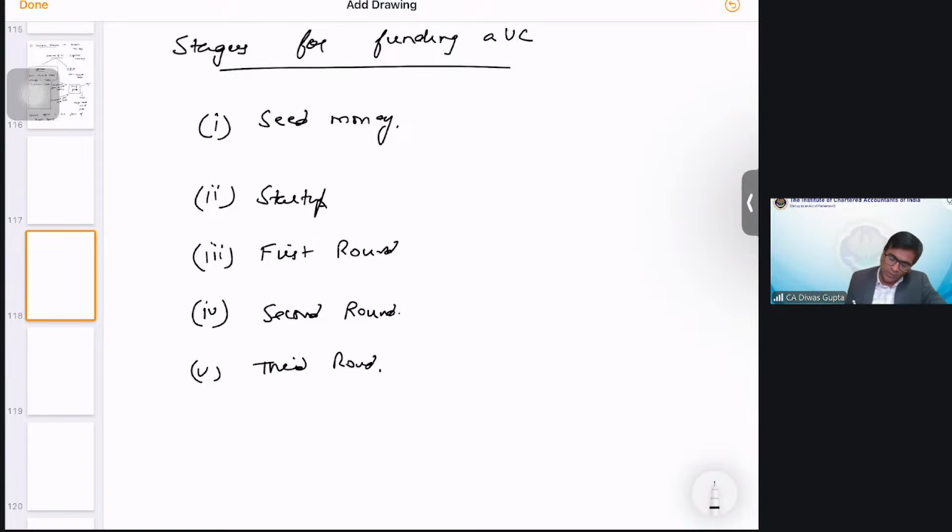And the fourth round is basically bridging the finance. It's called bridge financing, wherein before going public, you will need finance. So this is for bridging that financing gap, students. Okay, so this is the fourth round of funding. Okay.